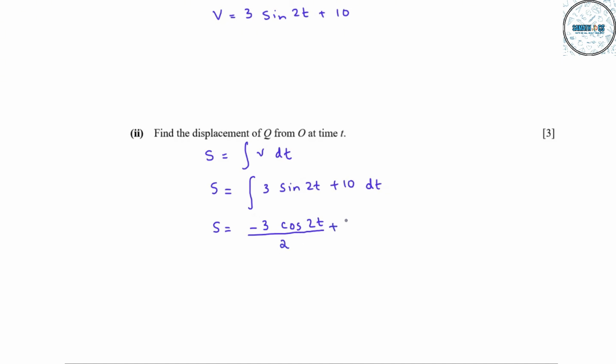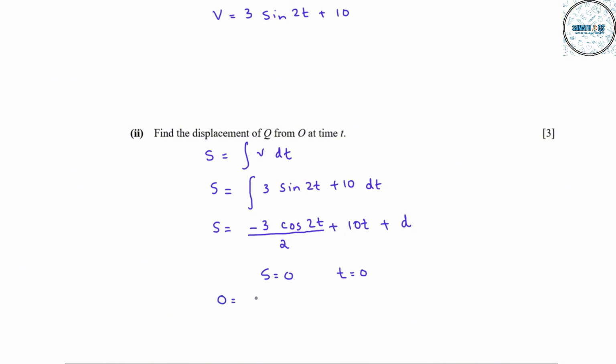plus 10t plus the constant d. As we have considered c constant in the previous part, so here we have to consider a different variable. Displacement is 0 when time is 0. So this can be used to take out the value of d.